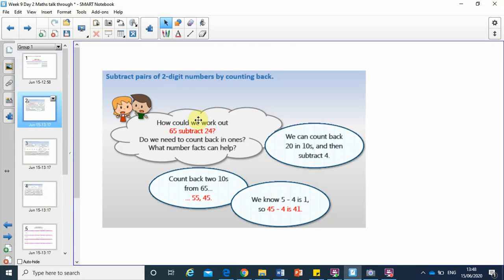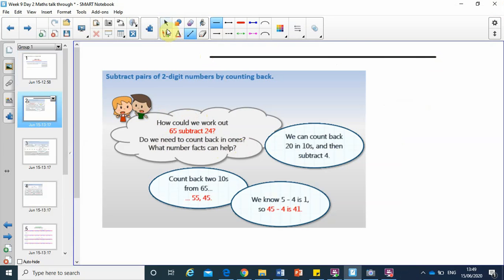So here are some learning reminders about subtraction. If we just have the sum 65 subtract 24, the first thing is, do we need to count back in ones, counting back 24 times? This is about showing you on a number line. We wouldn't go 65 and count back 24 times, because there are too many jumps. It's so easy to miscount or have funny lines like that.